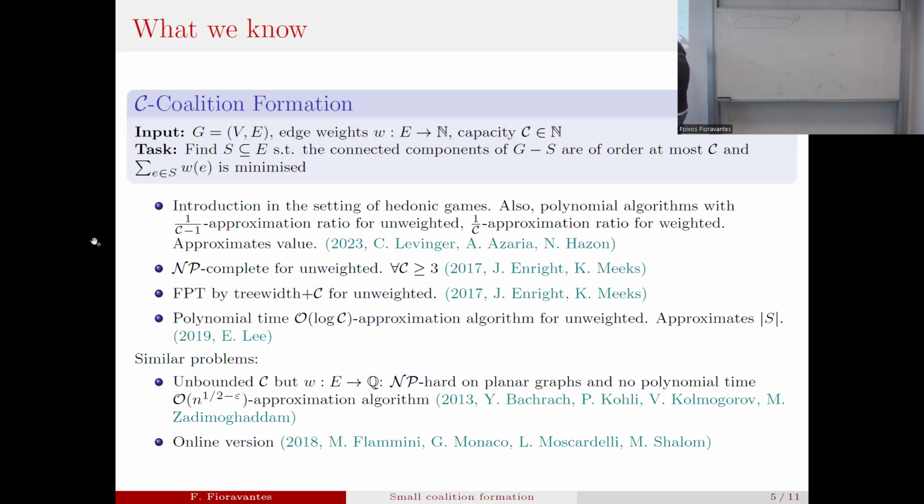Finally, there is also this nice approximation algorithm for the unweighted case. So there are some results for the weighted, some results for the unweighted case. The ratios I have put are correct. I do not remember what is approximated. Just to be clear about this.